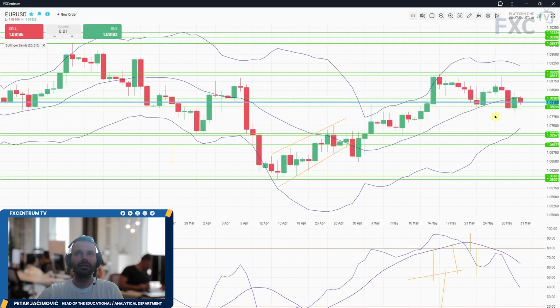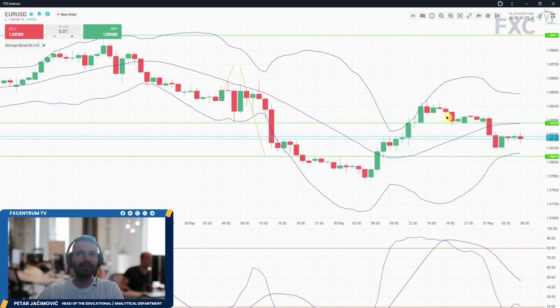Let's see the euro dollar. It's pretty similar. There was a reaction from 1.0800, but if you see the position on stochastic, the fast and slow lines had just a retest, and now they're sloping to the downside. So I see potential for further downside movement.